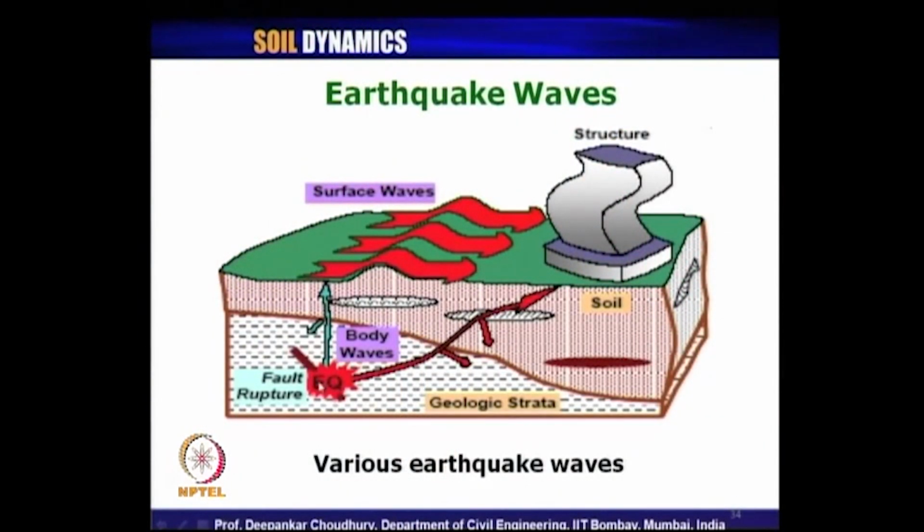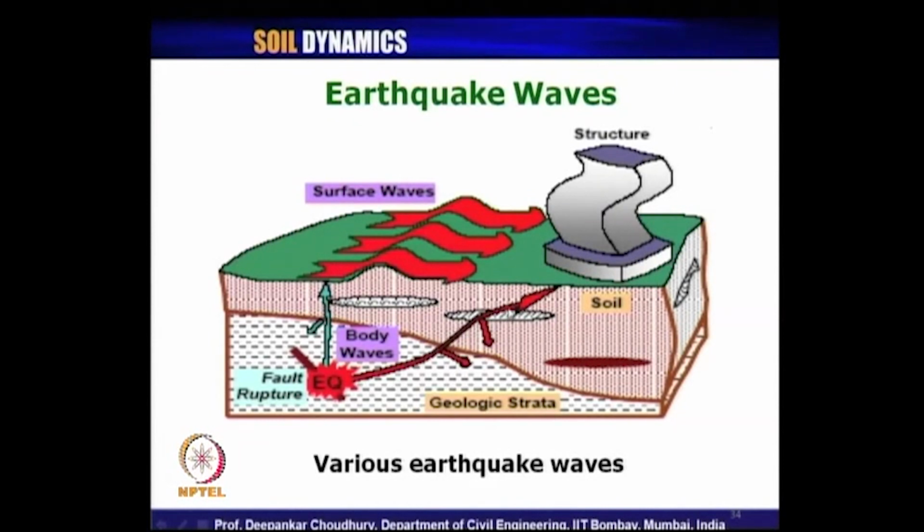You can see fault rupture at that point, the focus point. This is the earthquake focus. If you take a vertically upward line hitting the ground surface, that point on the ground surface is called the epicenter. So the focus is where the earthquake is actually generated, and the earthquake epicenter is on the ground surface, the vertical projection of that point to the ground surface.